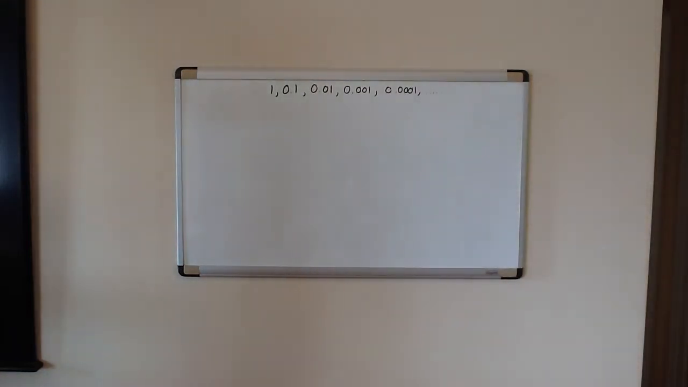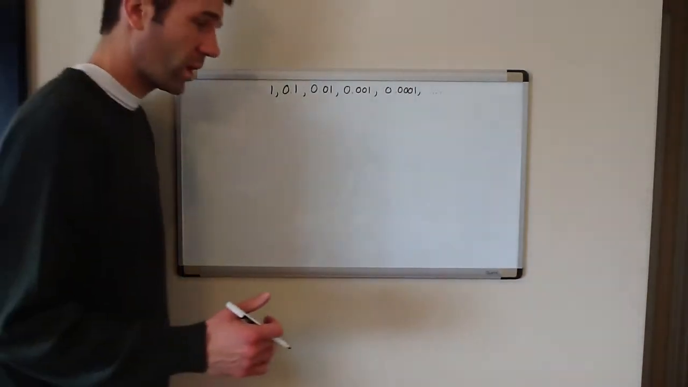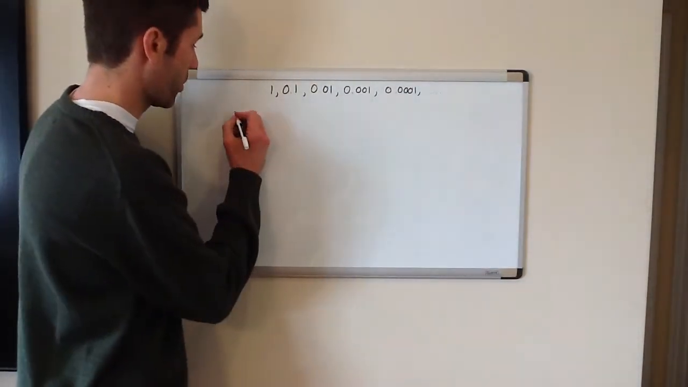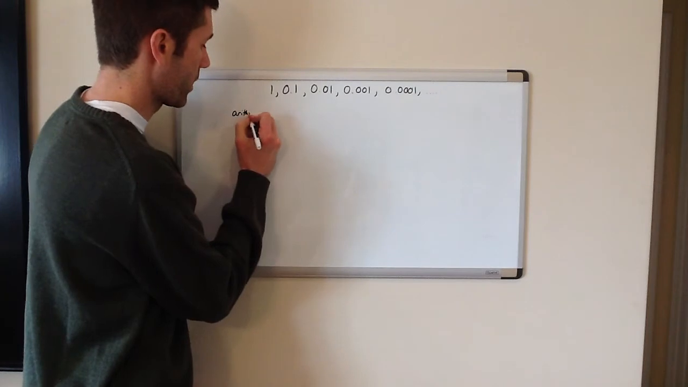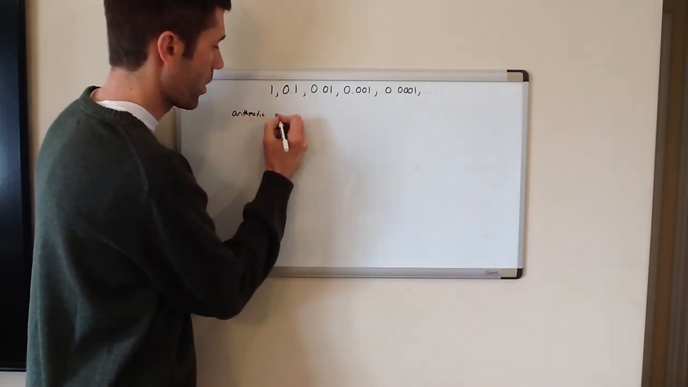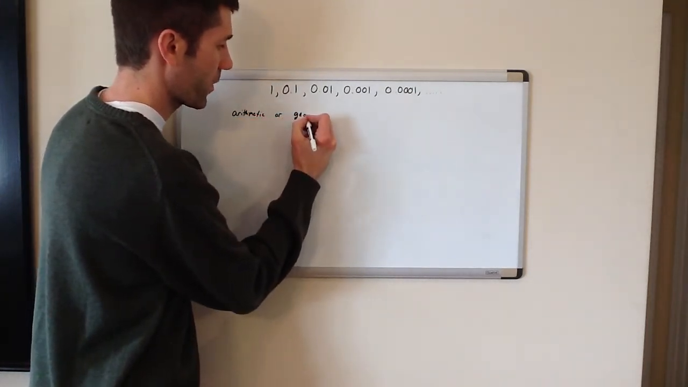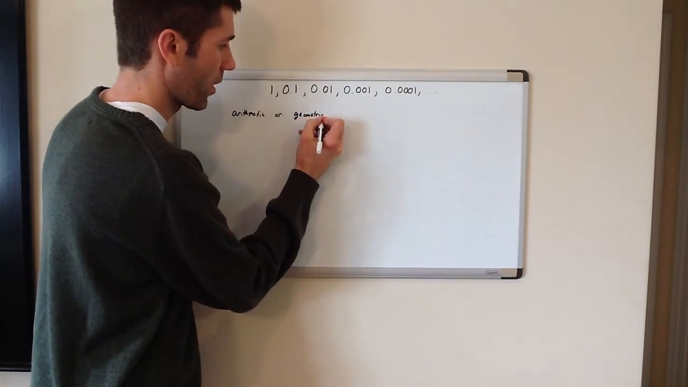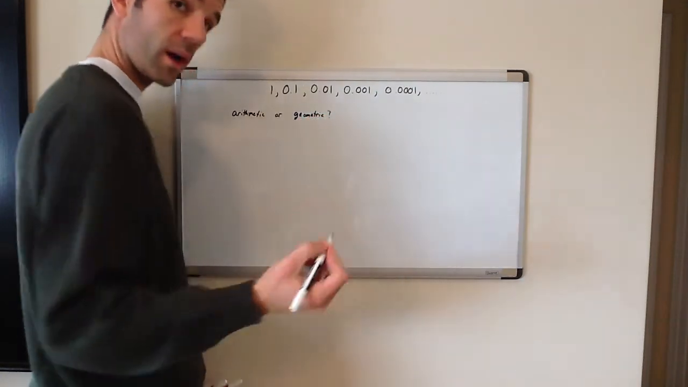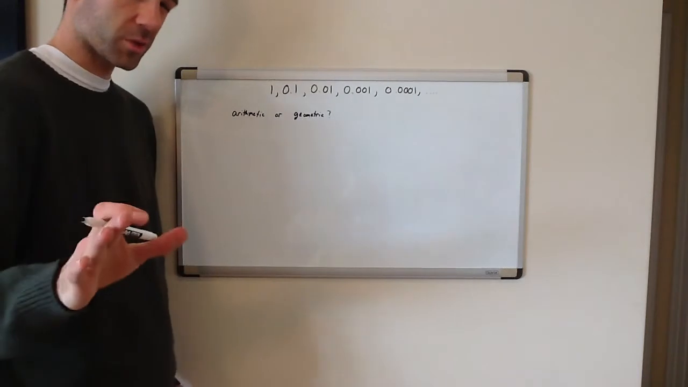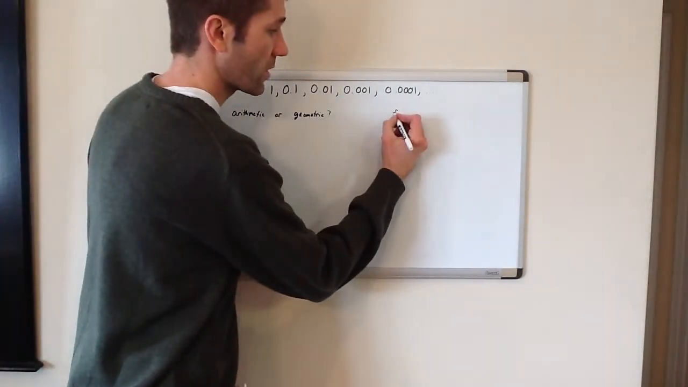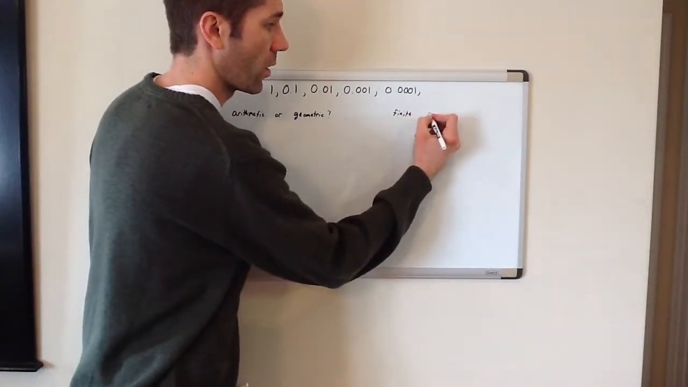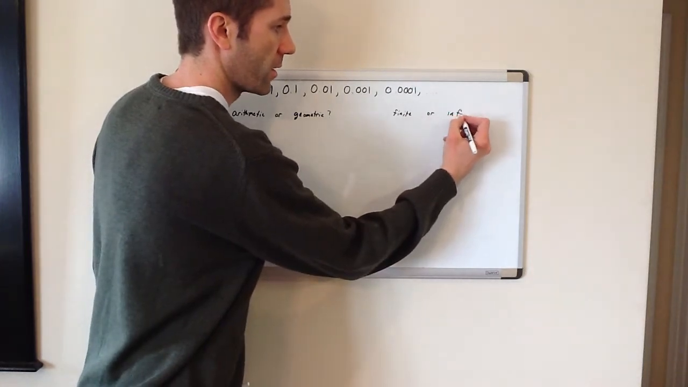So for number 4, where it says, what's the sum of the sequence? First thing we need to decide is, what type of sequence is this? We need to know if it's arithmetic or if it's geometric. We've been through this. We also need to ask ourselves another question, and the next one's going to be fairly obvious. We need to ask if it's finite or infinite.